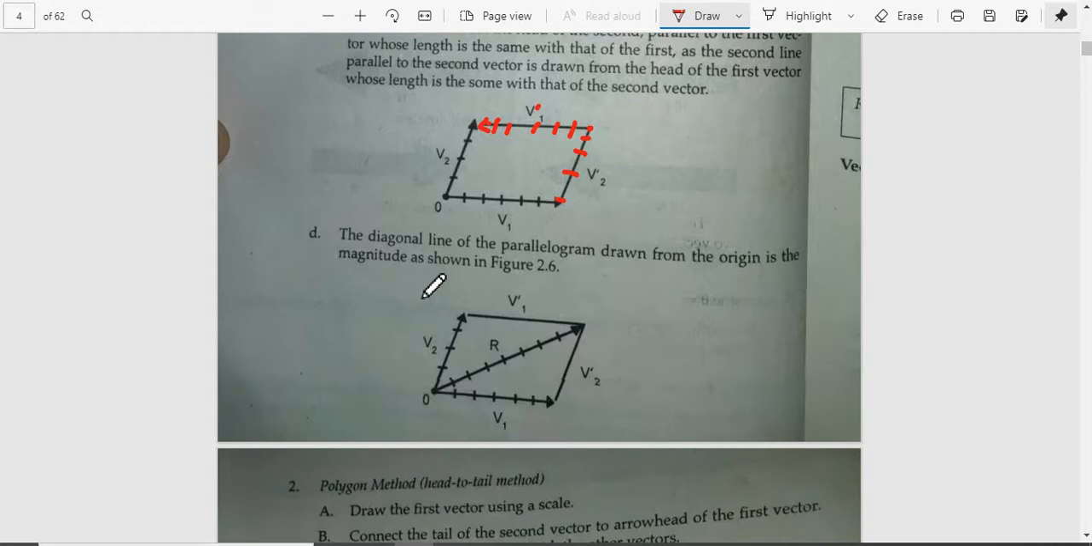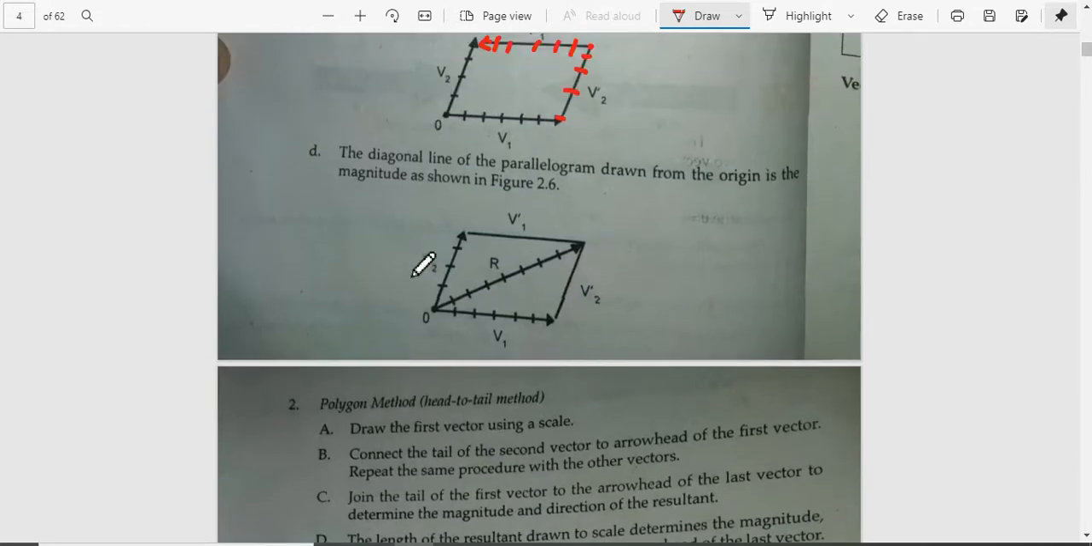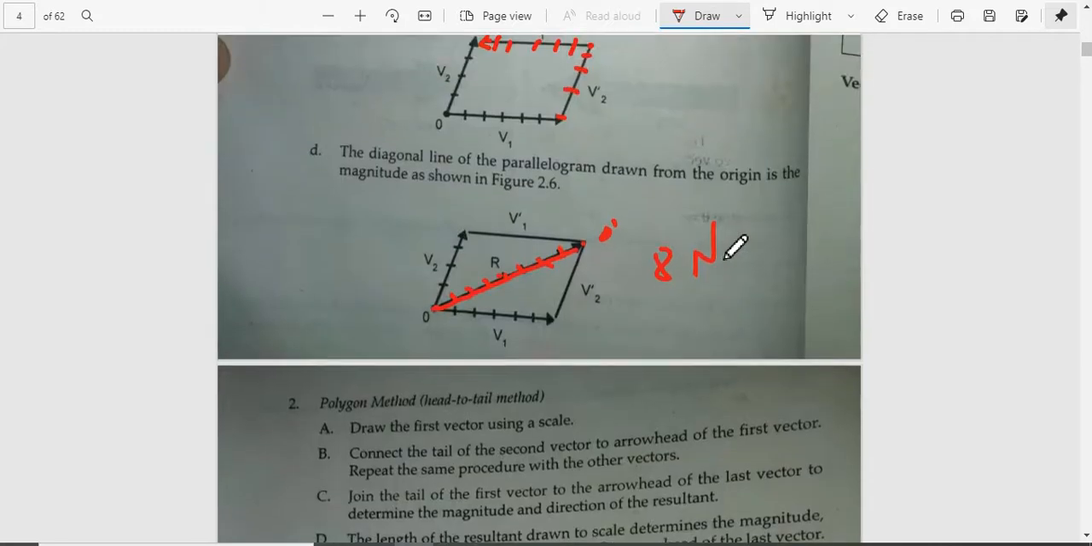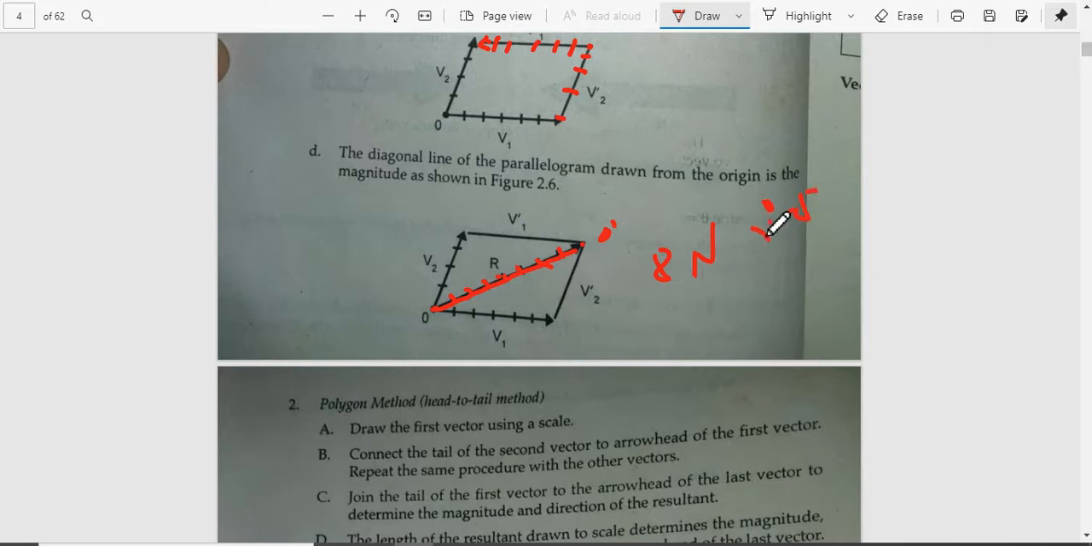Okay, then to get the resultant vector, draw a line from the origin to the end of the parallel. From here to there. So how many lines is this? 1, 2, 3, 4, 5, 6, 7, and 8. So you have 8 N as your resultant vector. If you scale it, in every 1 N you have 0.5 centimeters. So 0.5 times 8, how much? So you have 4.0 centimeters as the resultant vector.